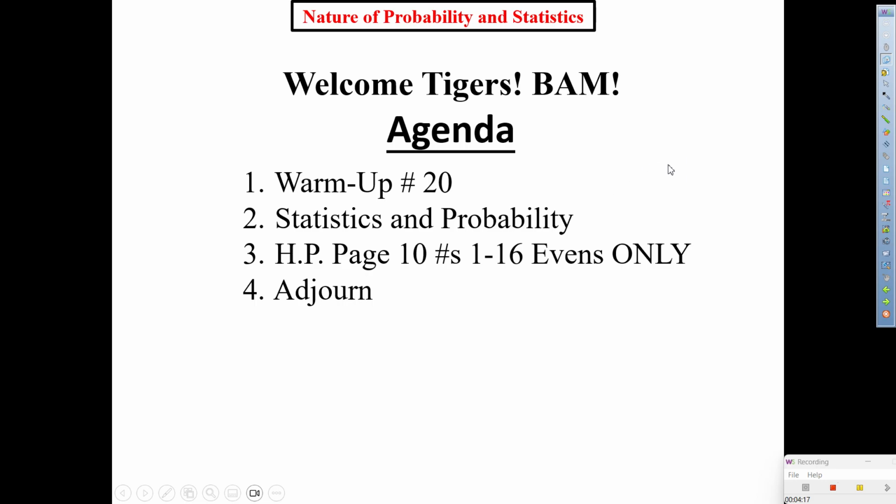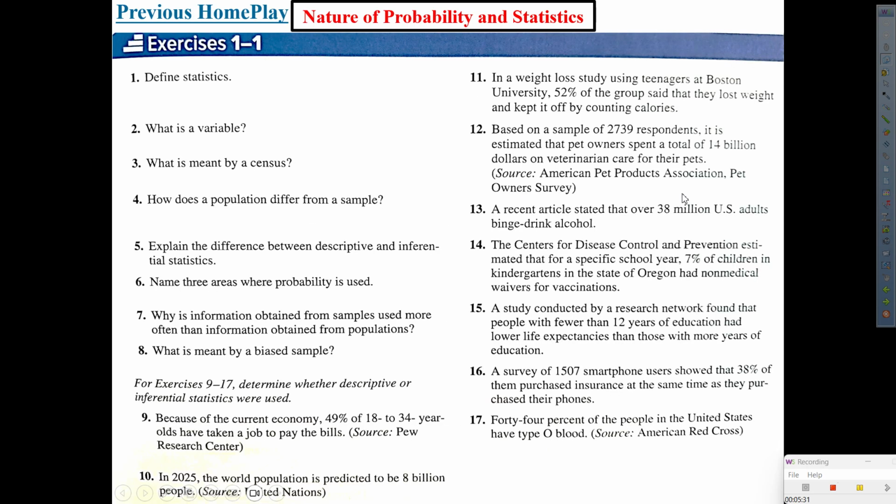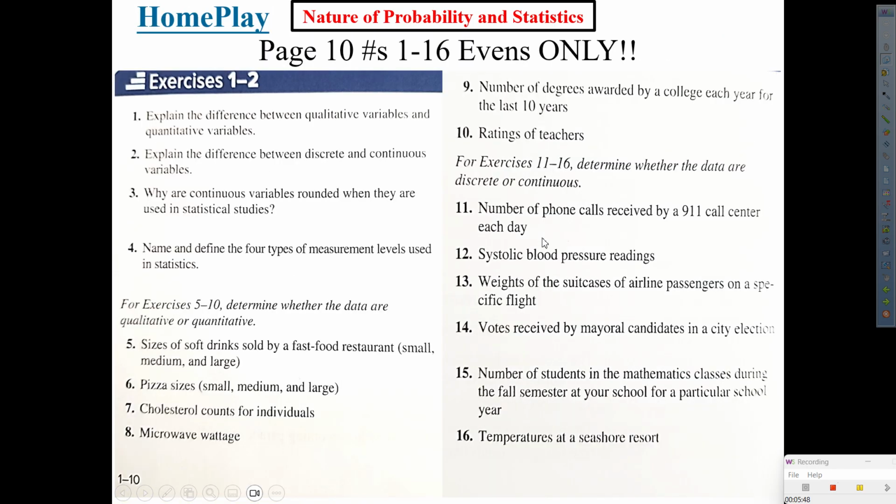All right, copy the call to act as a home play in case you don't finish. RVSWC, just in case you don't finish in class. Last night's home play was this one. Go to Canvas, turn that in, please. That's last night. It should be an assignment that says 1.1, numbers 1 through 17. Tonight's home play looks like this. Evens only. And once again, you will be able to finish here in class.